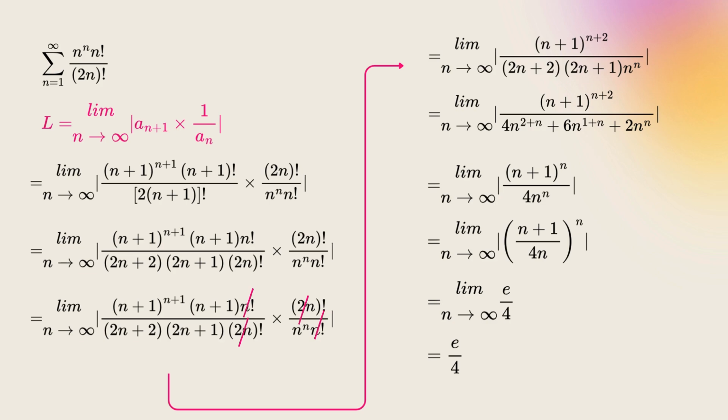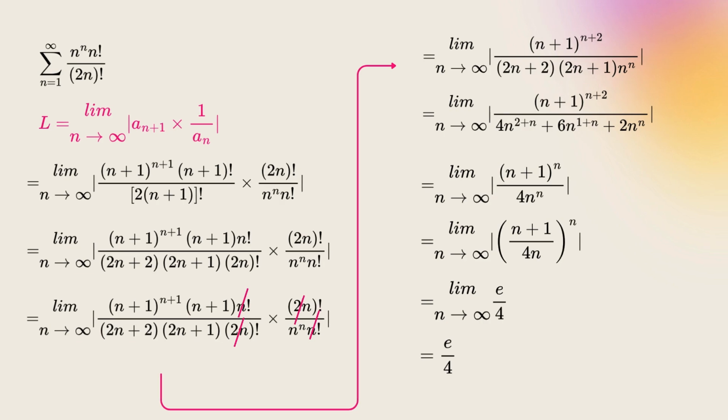Afterwards, we get that our limit will equal quantity 2n plus 1 raised to the n plus 2 all over quantity 2n plus 2 quantity 2n plus 1 multiplied by n to the nth power. Now, using the asymptotic hierarchy, we get that our limit is equal to e over 4.